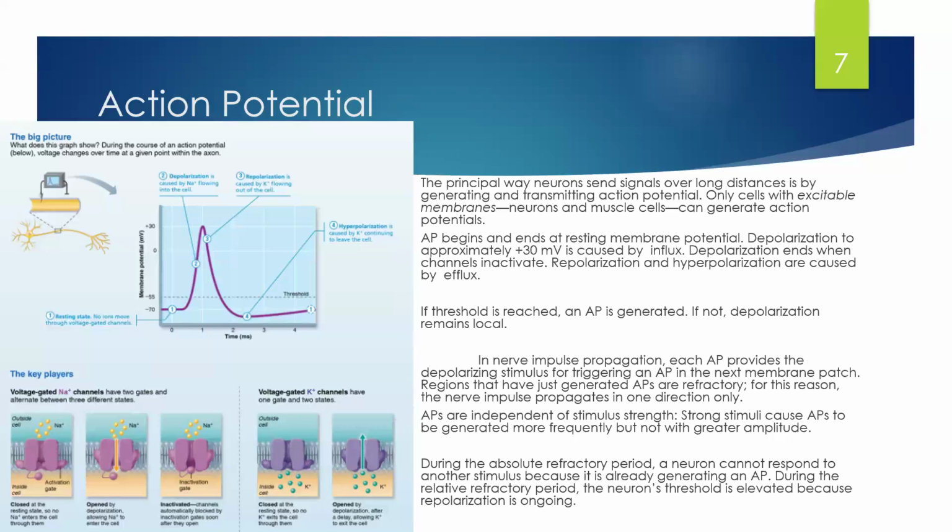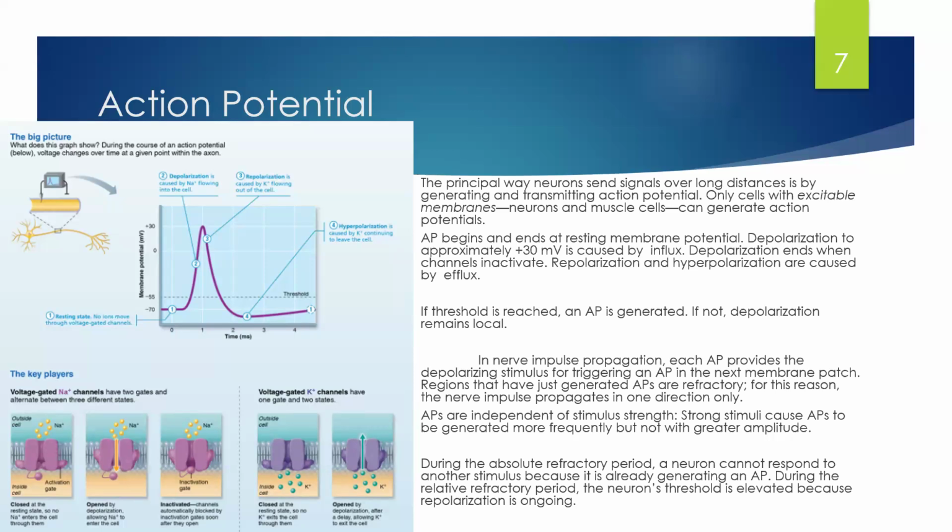So action potential is a nerve impulse. It's a brief reversal of the membrane potential that occurs in axons and then results in the release of a neurotransmitter. And so again, action potential is the principal way neurons send signals over long distances. The caveat with this is that only cells with excitable membranes can generate action potentials. So if there are no neurons or muscle cells, there is no action potential to be created.